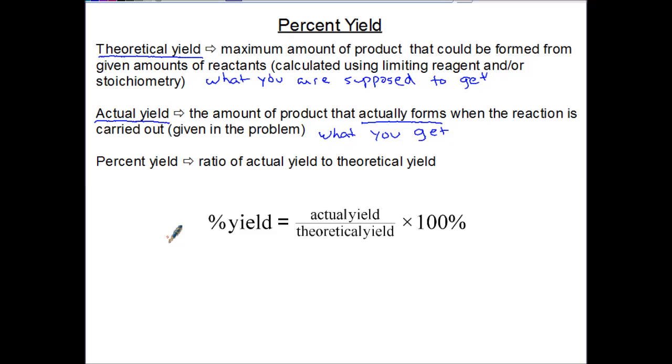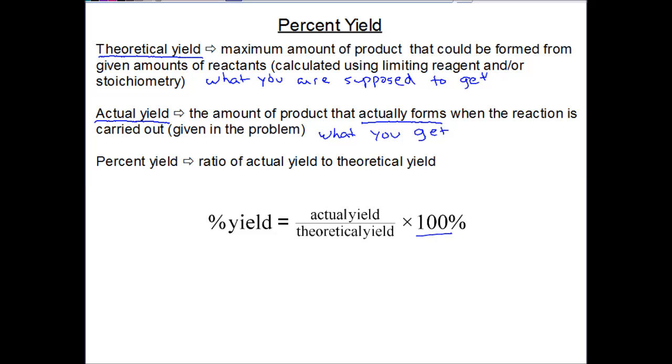It's just the ratio of actual yield to theoretical yield multiplied by 100%. Now remember that the percent is just a unit, so don't hit the percent button on your calculator. Things will get all wonky. When we multiply, just multiply by 100. Pretty basic, pretty straightforward.